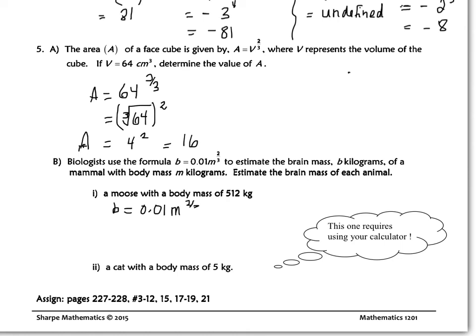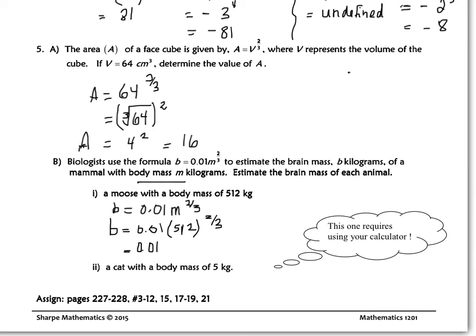So this time we have a body mass, and the body mass is represented with m. That would mean our equation would become 0.01 times 512 to the power of 2/3. There's nothing here that says you have to do this without a calculator, so you could actually go 512, hit your to the power of button, bracket 2 divided by 3 bracket, and then multiply it by 0.01. But we're going to try to do this using mental math.